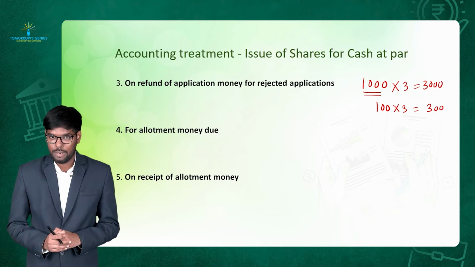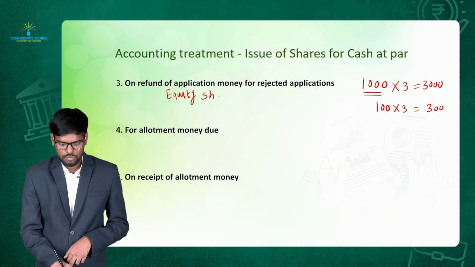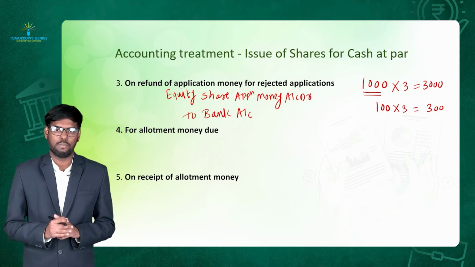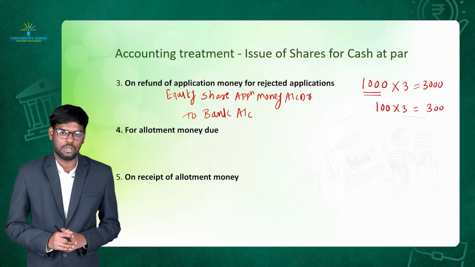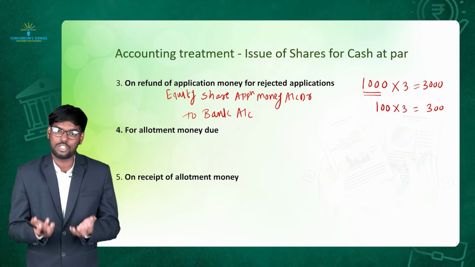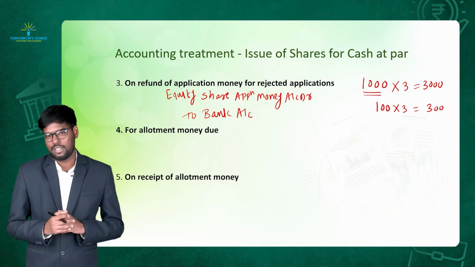So this 300 rupees of application money company is supposed to refund to those applicants, right? Which journal entry we have to pass for the same? Entry will be equity share application money account debit to bank account, right? This journal entry we have to pass for refund of that application money. It is nothing but the reverse of the journal entry that we pass at the time of receipt of application money, that we pass here at the time of refund of the application money on rejected applicants.